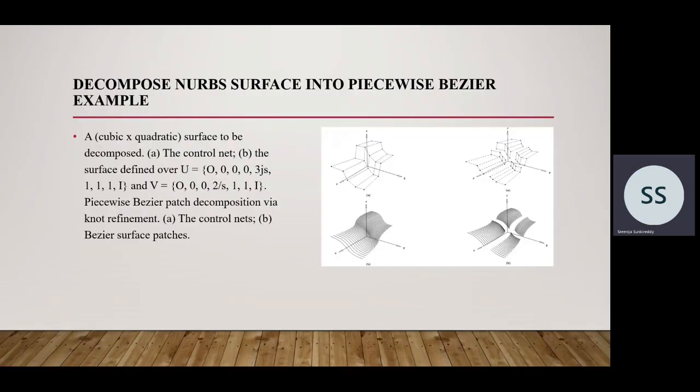Here, decomposing a NURBS surface into Bezier form, we can see an example. Let's consider a cubic by quadratic surface to be decomposed. In the first, A is the control net and B is the surface defined over U = {0, 0, 0, 0, 3, 3, 3, 3}... and V = {0, 0, 0, 2, 2, 2}. The first one is the cubic by quadratic surface and the second one is the piecewise Bezier patch via knot refinement. The first one is control points and the second is Bezier surface patches.